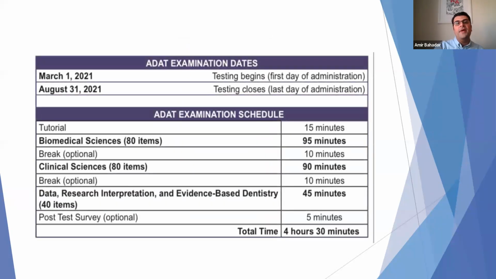Here is the time frame for the exam. You can see the whole time of the exam is 4 hours and 30 minutes. There is a 15-minute tutorial at first. Because it's an online exam, you have to go to Prometric centers. So there is a tutorial to help you navigate your exam.